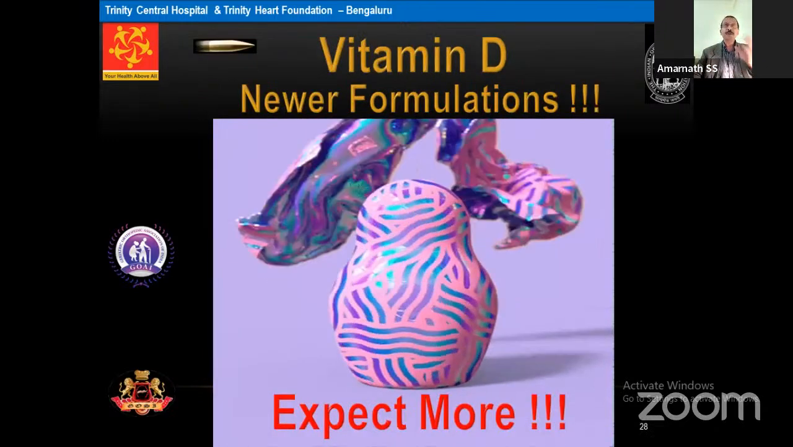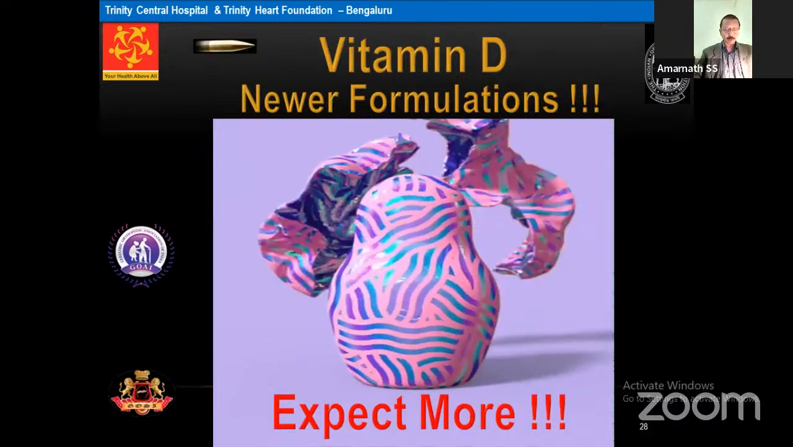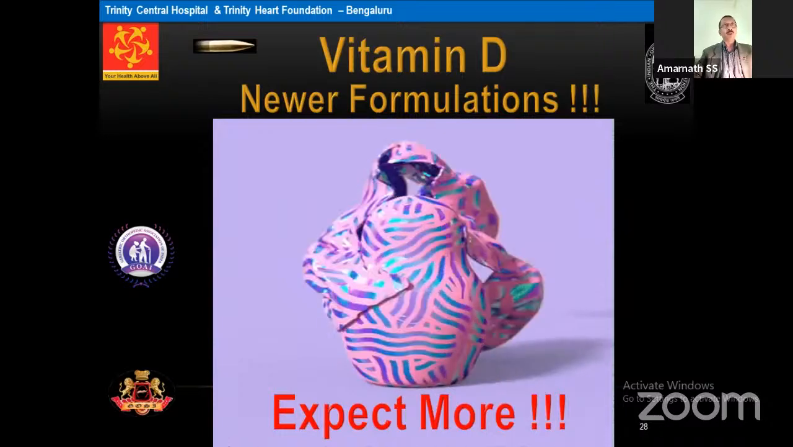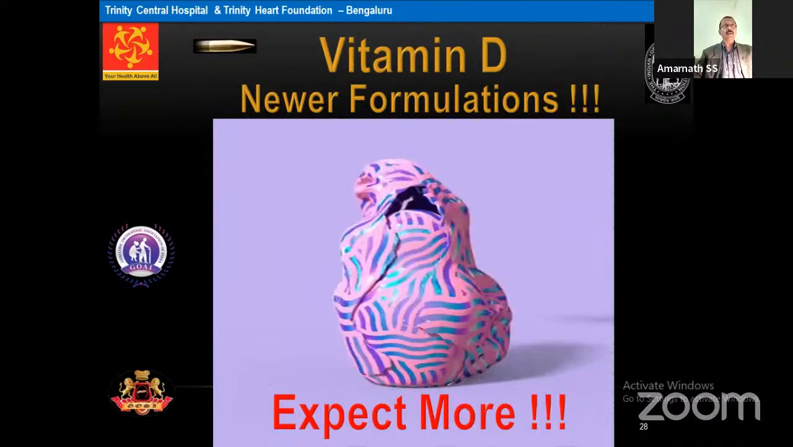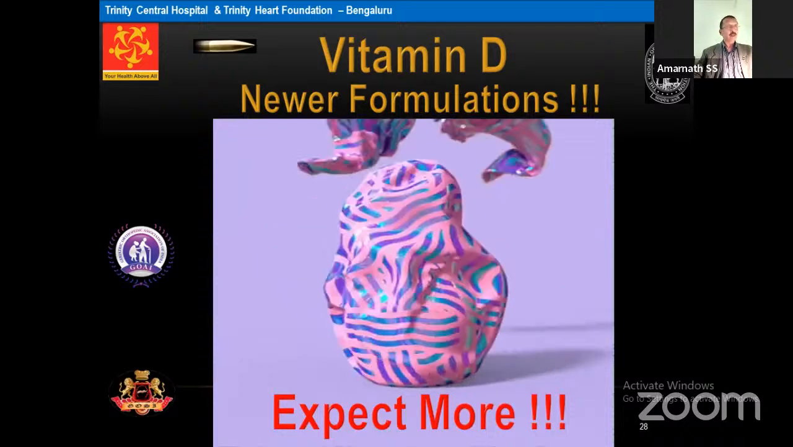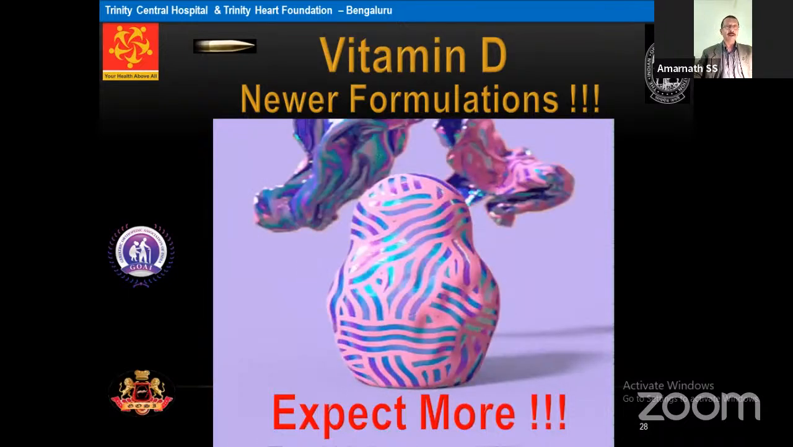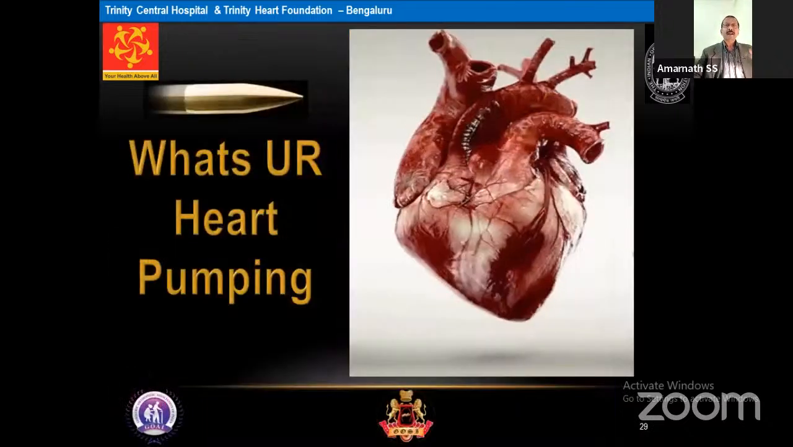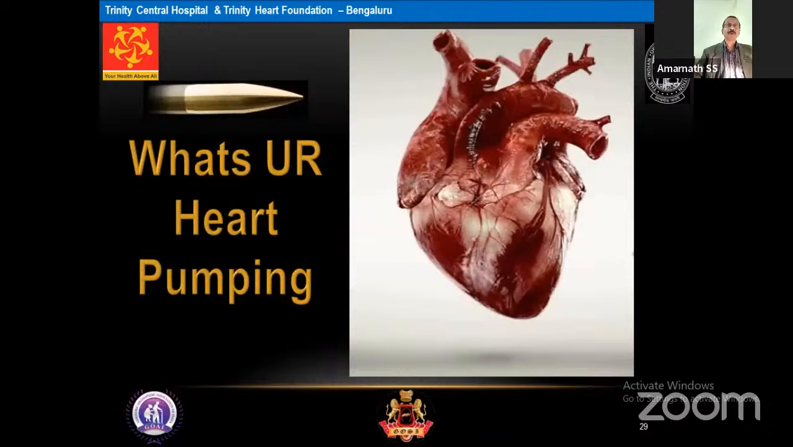Thankfully, with the new formulations, I'm in touch with a couple of companies now, our tech partners. We are coming out with very, very interesting formulations. It's going to change the dynamics in vitamin D. With this, I would say, look, we have given a lot of importance to the heart.